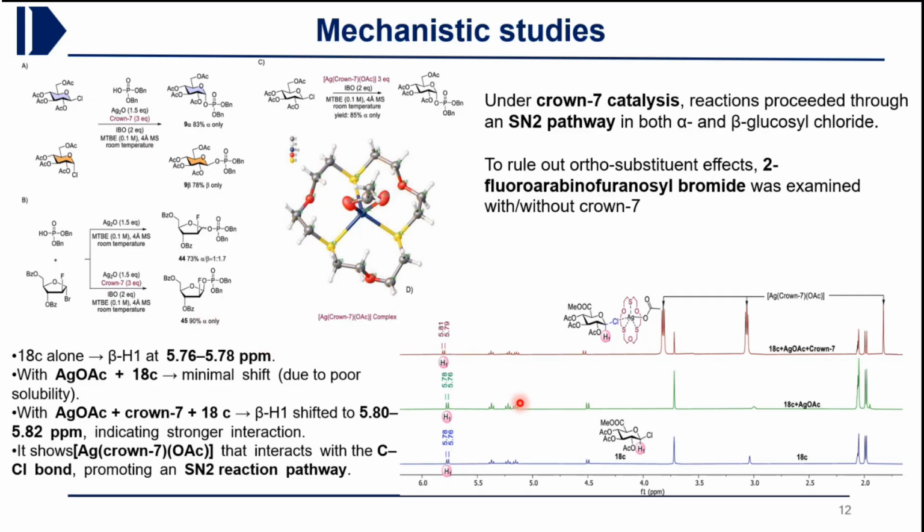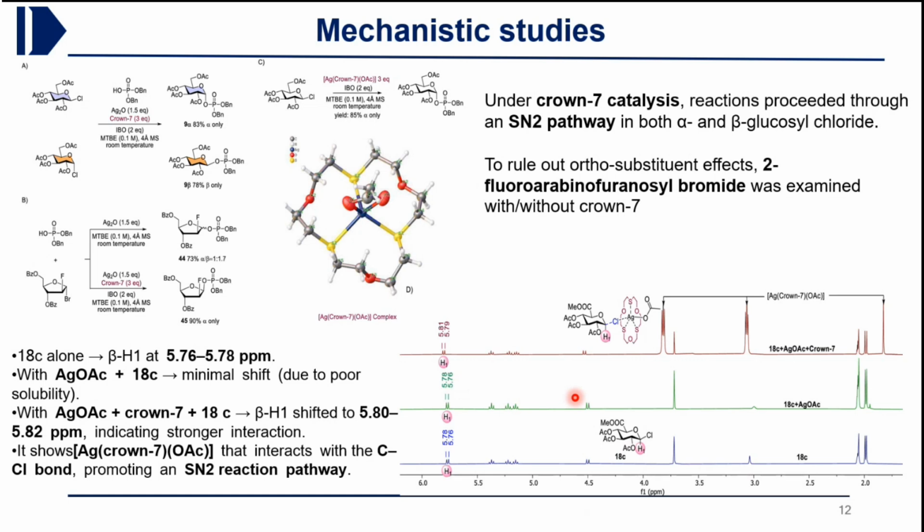Now, they have also mentioned NMR studies. Here they have used silver acetate as a salt, then crown ether. In the first NMR, there is only this 18C compound. This NMR they have shown here, and the beta hydrogen is coming at 5.78 to 5.76. Now they mixed this 18C plus silver salt. Here they are not getting any change in this beta hydrogen, still 5.78 to 5.76.